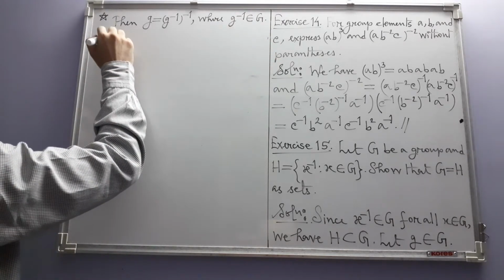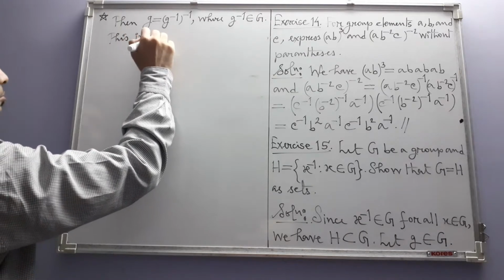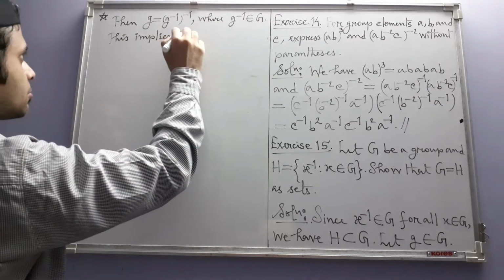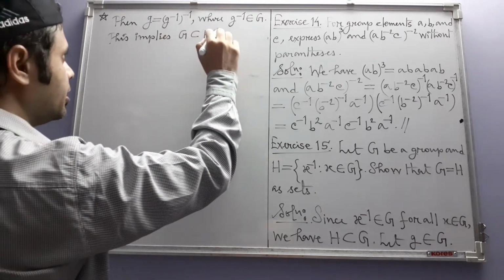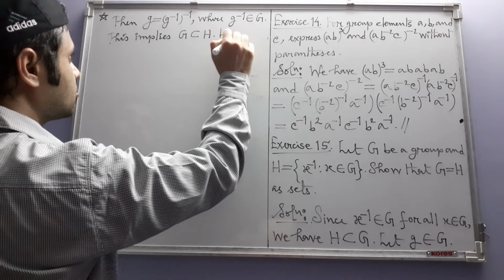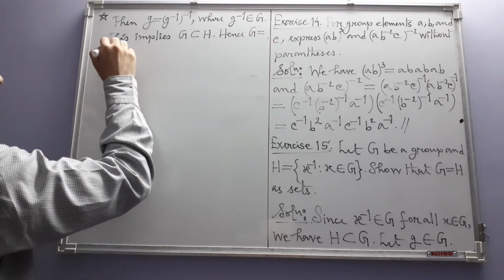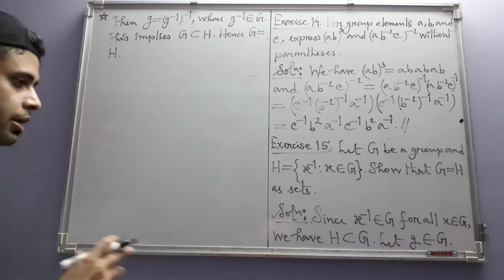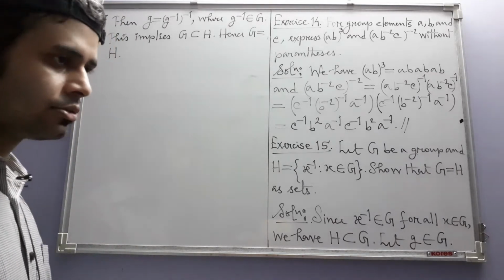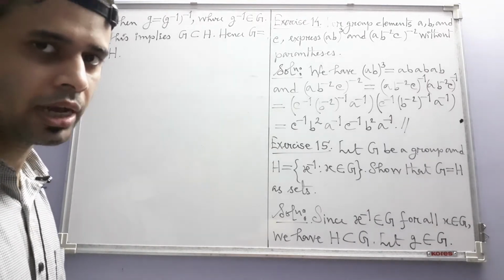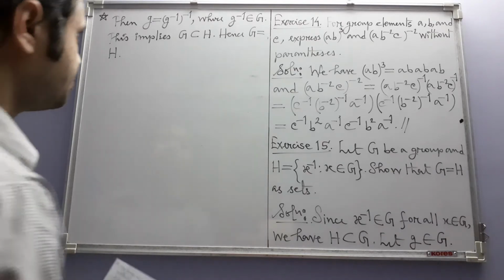This implies that G is also a subset of H. Hence, G is equal to H. That is, if you take the inverses of all the elements in a group and collect those inverses, you are going to get the group back. You won't get anything smaller or anything bigger.